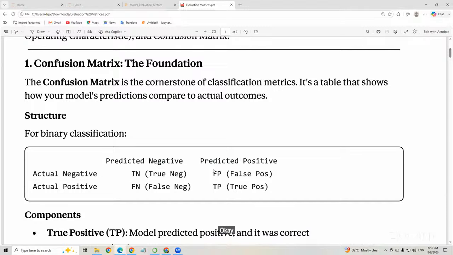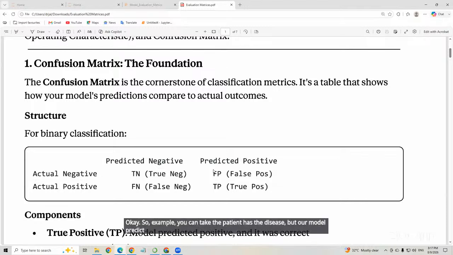Okay, a healthy patient is incorrectly classified as having a disease. And false negative, this is also known as type 2 error. Okay, so the model predicted negative, but the actual result is positive. For example, the patient has the disease, but our model predicts that the patient is healthy. So this is type 2 error.